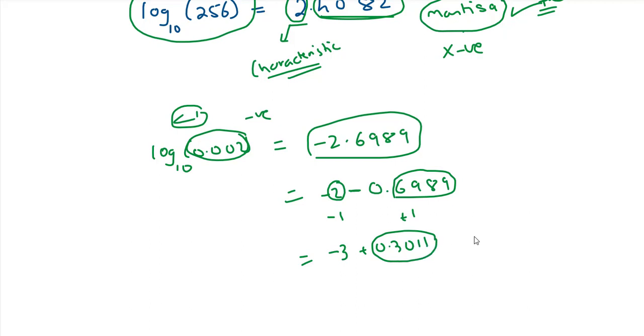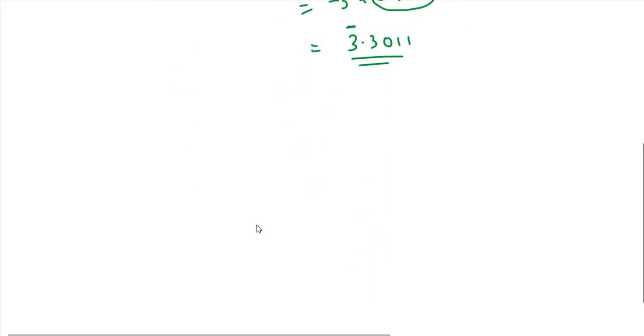So remember, your mantissa should always be positive. It can never be negative. If it is negative, you will have to convert it into a positive term. Now this expression can further be written as 3.3011 with a bar over the characteristic. This bar indicates that the log value is negative. So in this way, you can express the log of any value. Either you can express it as minus 2.6989, or you can express it in this format by using the bar. Let us now understand two more important concepts which will help you in solving the numericals.